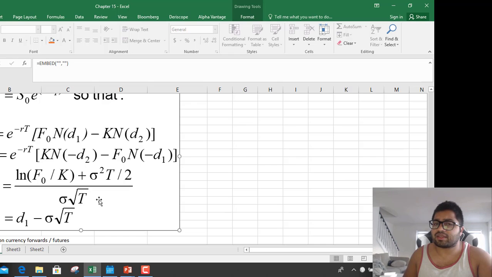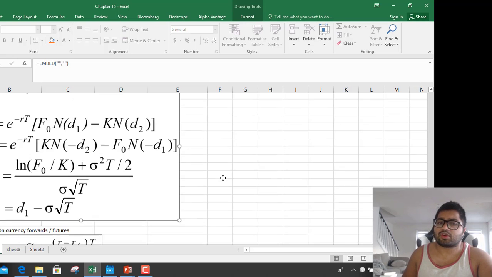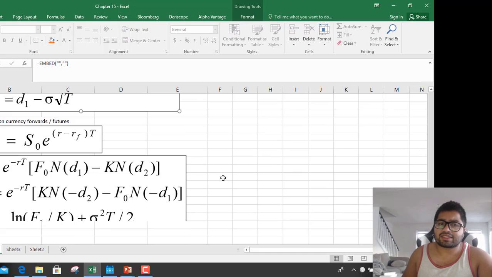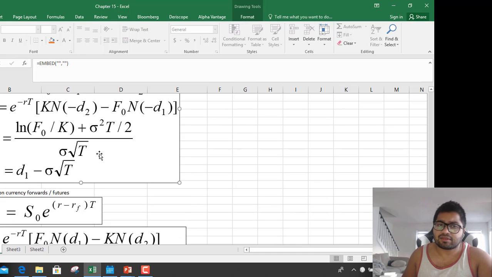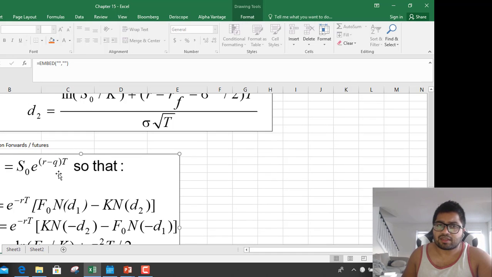D2 becomes D1 minus sigma square root of T. So we calculate D1, D2. We calculate N(D1), N(D2) or N(-D1), N(-D2), and we use this formula to calculate the call price and this formula to calculate the put price. We'll discuss more on that next.